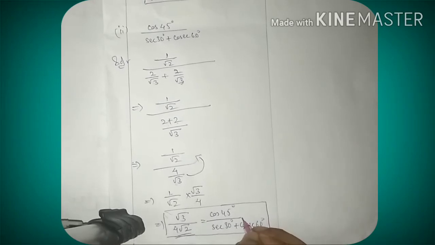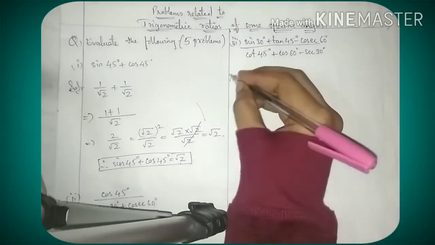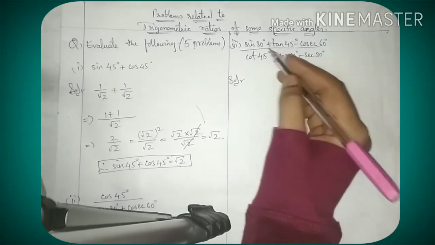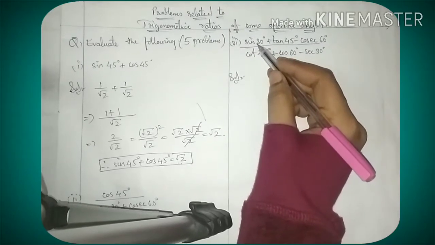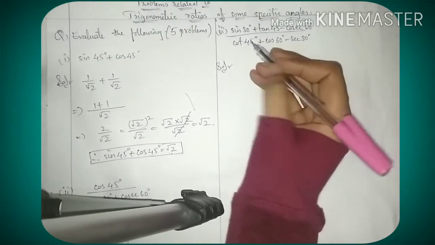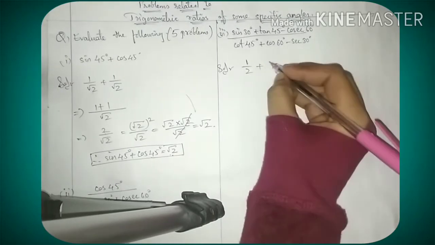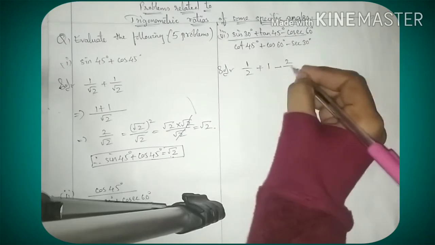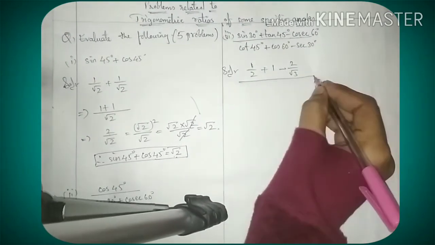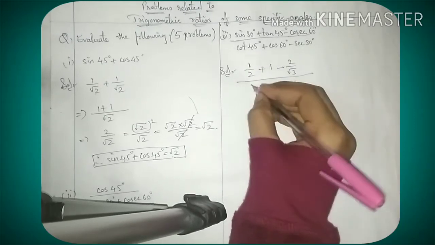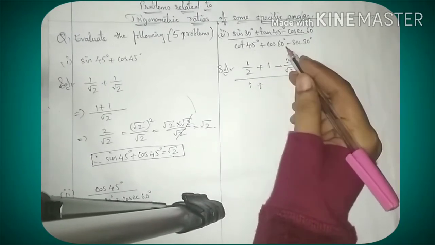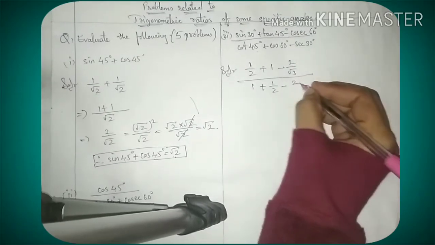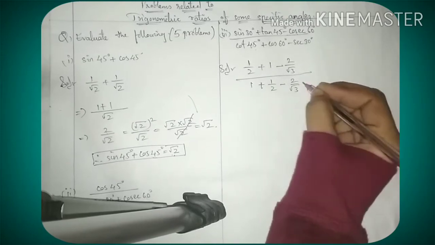Now moving towards the third one. I copied the question over here. Now we are going to substitute the values of trigonometric ratios of specific angles. Like sin 30, we have sin 30 as 1 by 2 plus tan 45 is 1, minus cosecant 60 is 2 by root 3, divided by cot 45 is 1 plus cos 60 is 1 by 2 minus secant 30 is 2 by root 3.